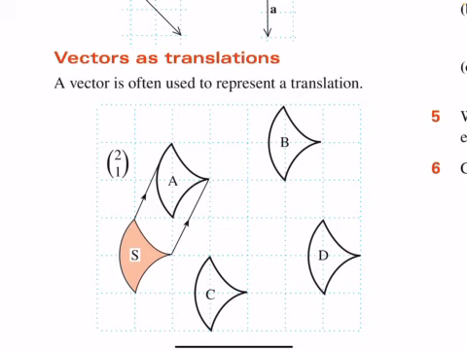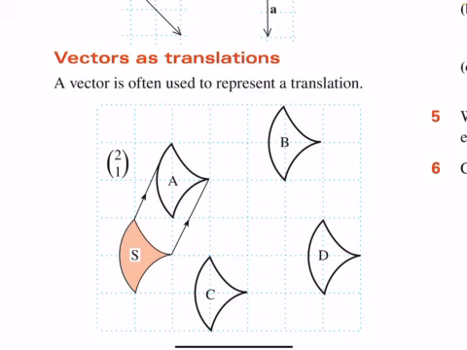Let's look at B. S going to B. 1, 2, 3, 4, and then 1, 2, 3. So I translated S in the vector 4, 3.